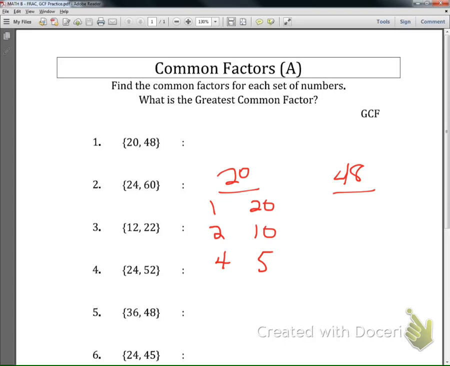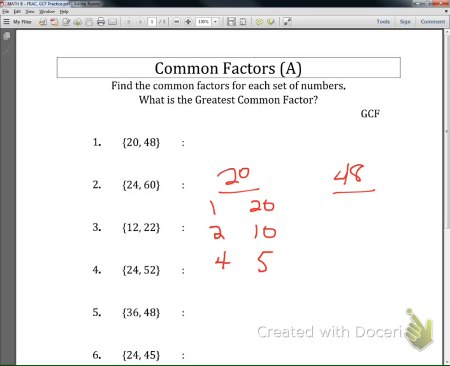And when you write all your factor pairs, what you're doing is trying to find the numbers in between that multiply, so that 1 and 20 is the biggest factor pair that you can get. Now the next pair, the 2 and the 10, is in between 1 and 20. The pair after that, 4 and 5, is in between 2 and 10. There are no numbers between 4 and 5. So that's how I know I'm done. I've written all my factor pairs.